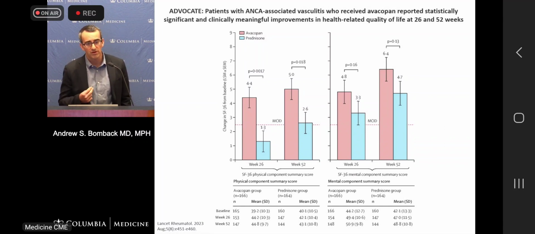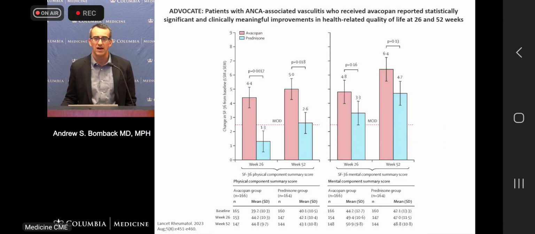I think one of the most important parts of using Avacopan, if you're going to be using it in lieu of steroids, is looking at the quality of life data. And that's where this subgroup analysis and more detailed analysis of quality of life data, which was published last year, is really important. You can see just how much better Avacopan is performing compared to prednisone in these quality of life measurements. This is a physical component summary score. This is a mental component summary score.